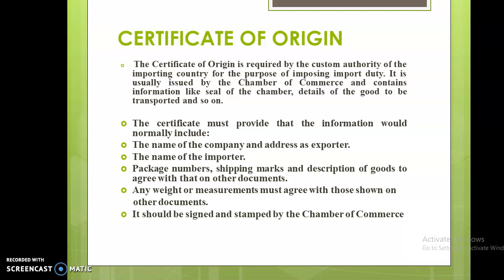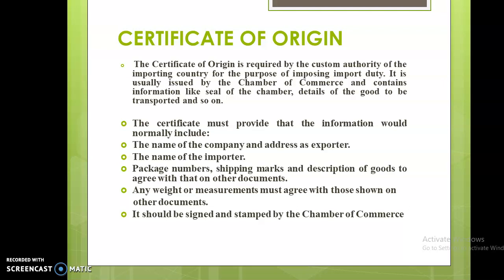The Chamber of Commerce issues it with their signature as well as the seal, and the details of goods that are exported or transported. All these things will be contained in this certificate of origin, and it is basically used by the customs authority. Let's look into the contents of the certificate of origin.